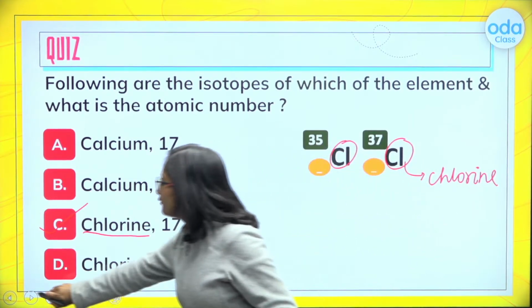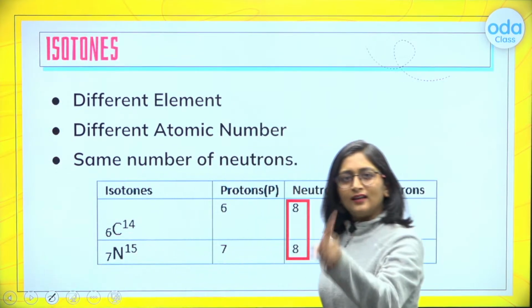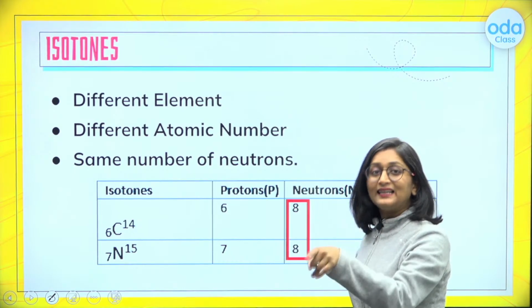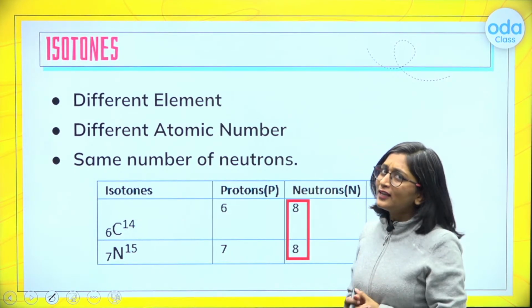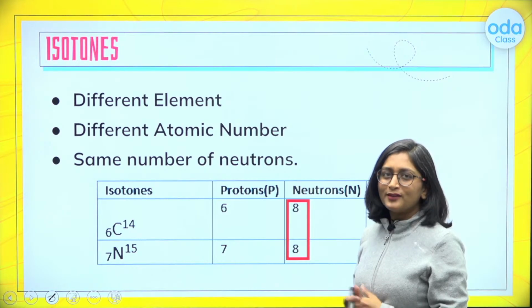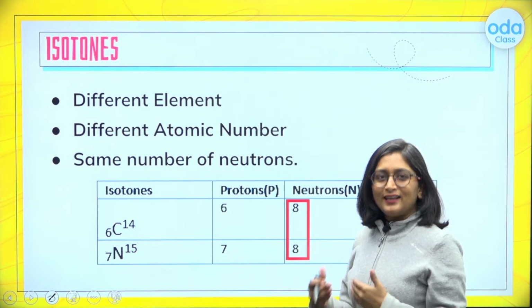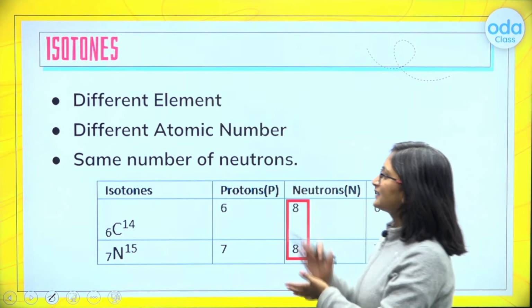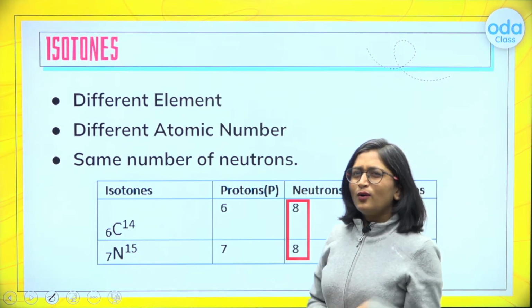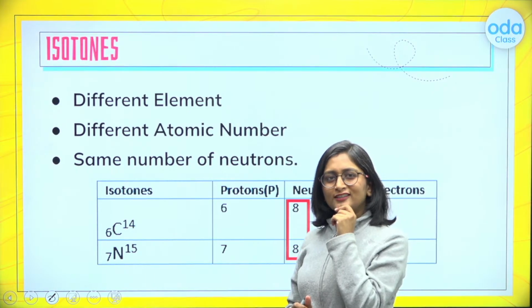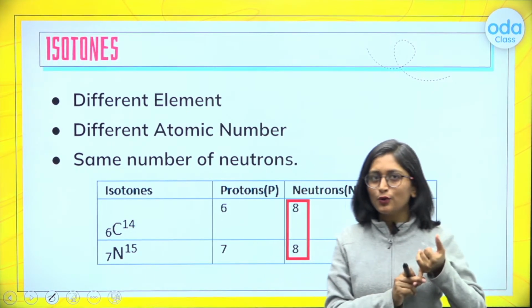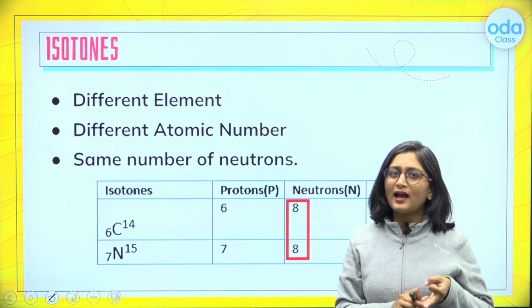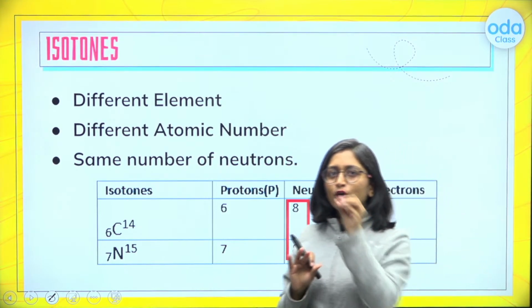So we have identified the number of protons in that particular element and the name of the element also. The atomic number is also already given if you know the number of protons. Now, we have learned about the isotope and isobar. What about isotones? In this case, what would be different?